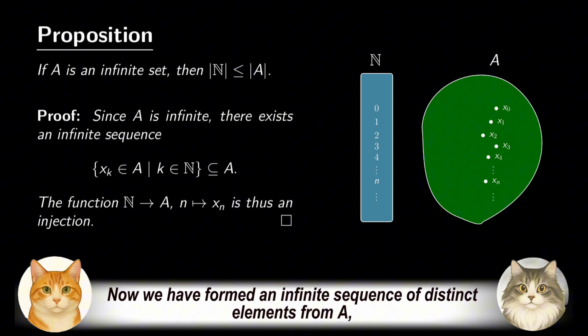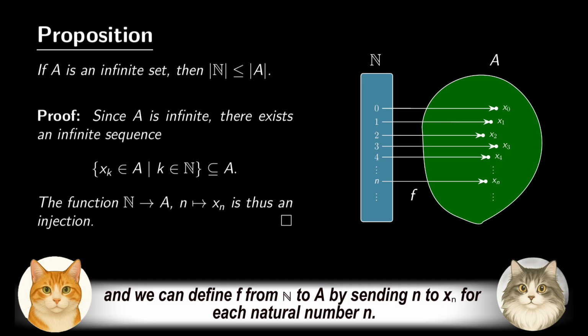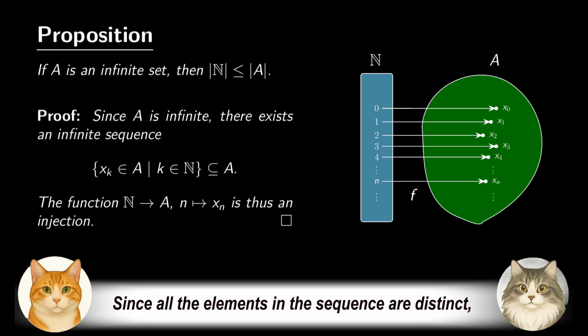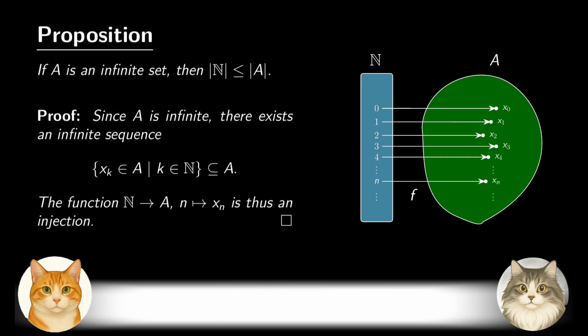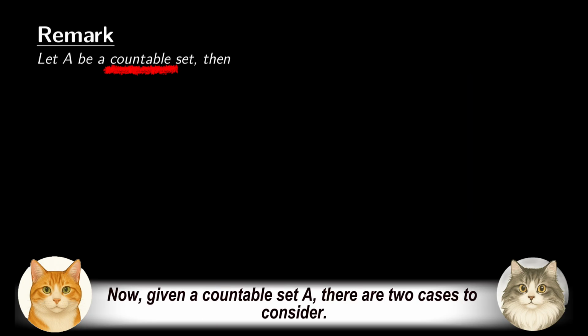Now we have formed an infinite sequence of distinct elements from A, and we can define f from N to A by sending n to xn for each natural number n. Since all the elements in the sequence are distinct, this defines an injection from the natural numbers into A, thus the desired result.